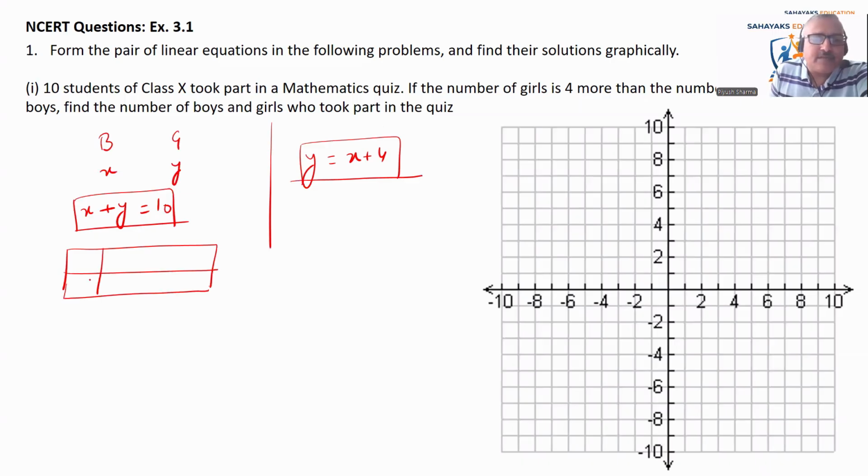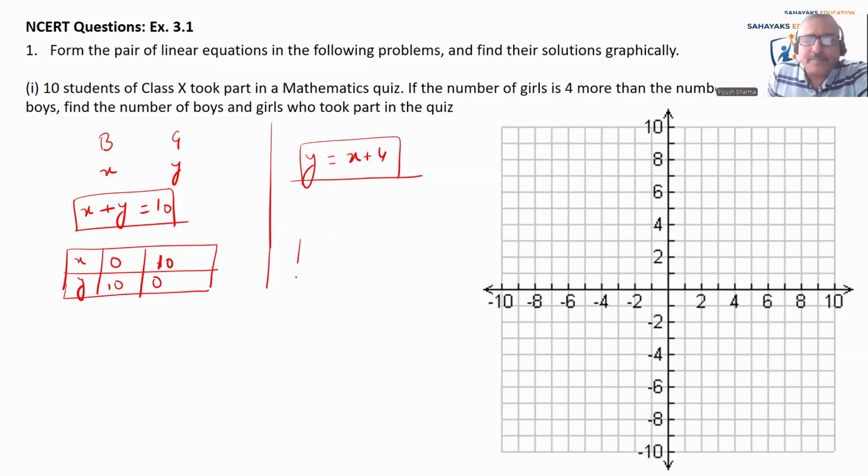So I'll just say x and y. I'll put the value of x as 0, y comes out to be 10. And then I'll put the value of y as 0, then x comes out to be 10. So there are 2 points, 0, 10 and 10, 0. To make it easy, we have the values till 10. That's fine. Now, y is equal to x plus 4.